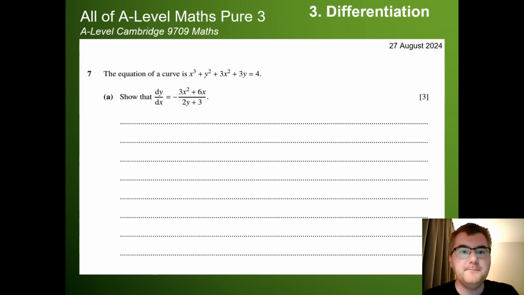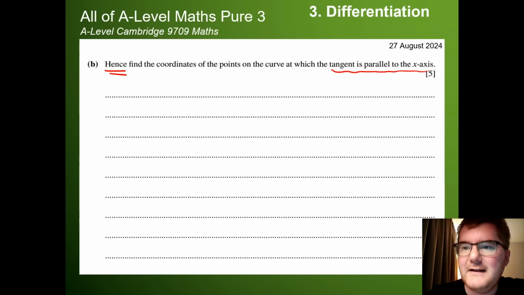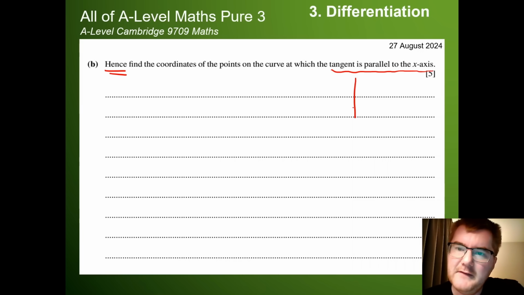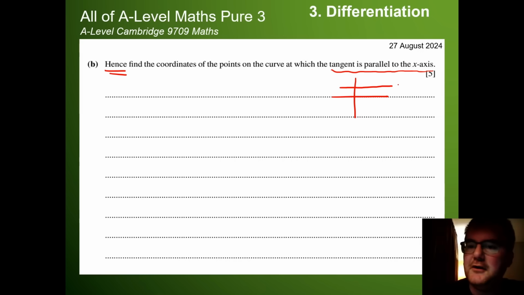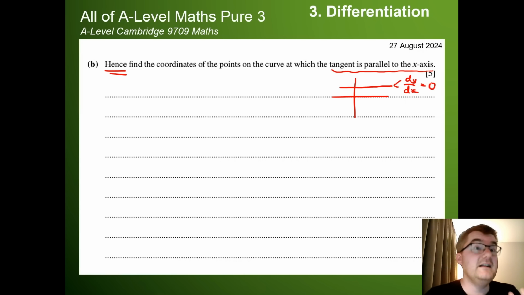Now from that, we need to then work out, so even if we didn't get that, we can still use it in part B, the coordinates of the points on the curve at which the tangent is parallel to the x-axis. Now, it's kind of weird language here, but if you think about this, if I've got a graph and it's parallel to the x-axis, then it's just a horizontal line. And a horizontal line, we know, means that the derivative is equal to 0. So it's another way of basically questioning, okay, the derivative is equal to 0.